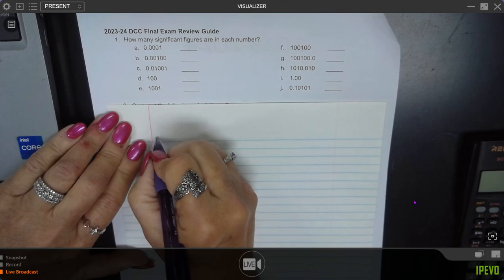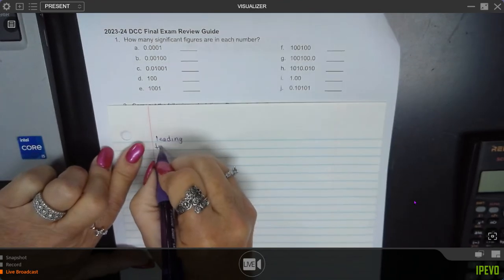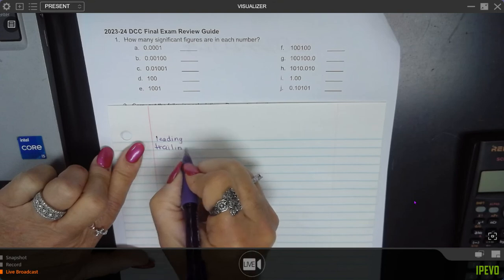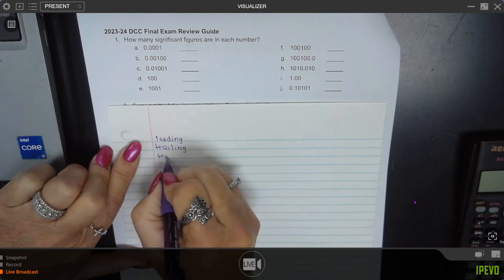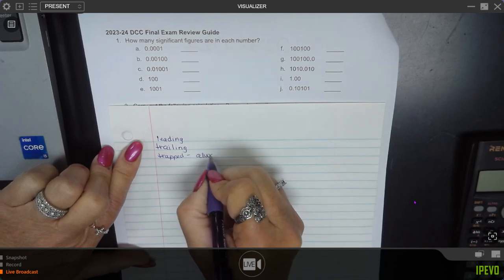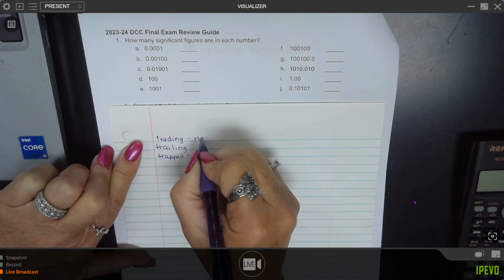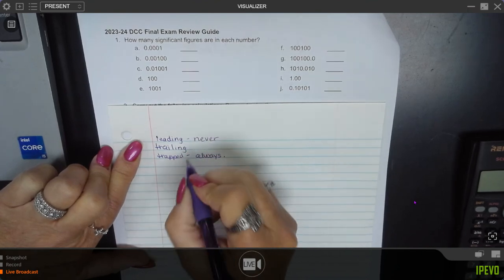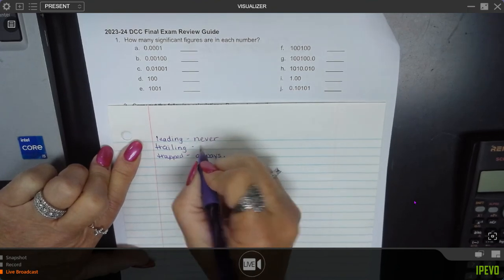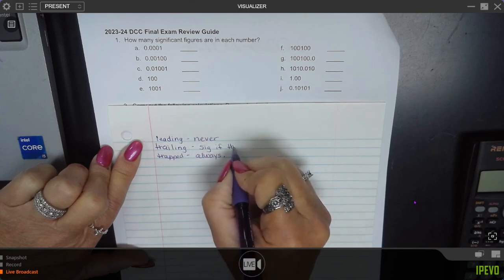Remember, we have leading, trailing, and trapped zeros. Okay, trapped zeros are always significant. Leading zeros are never significant, and trailing are significant if there's a decimal.